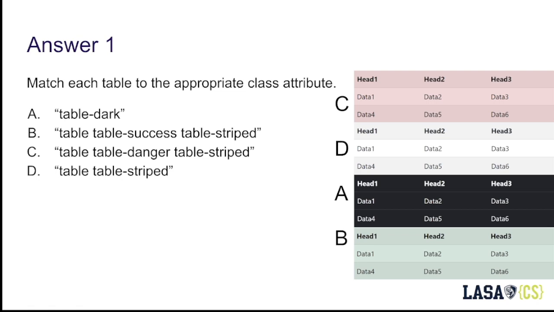The answers are as follows. The red table is table-danger, and it is striped from the table-striped class. The gray and white table is table-striped. The dark table is table-dark, and the last table is table-success. It's green and striped.